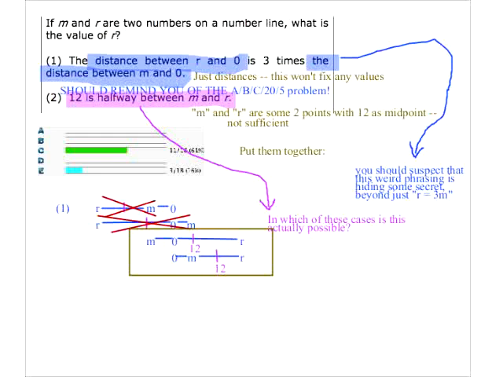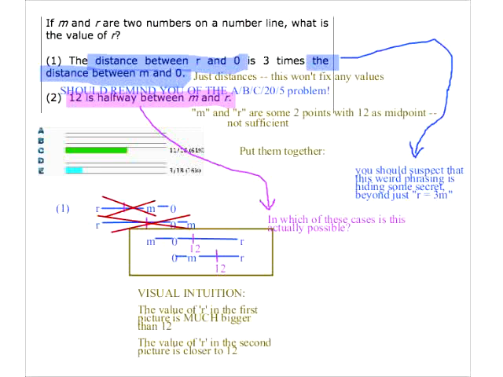If you don't have that sort of visual intuition, you can skip out on the work by just saying that the value of R in the first picture is a lot bigger than 12, but the value of R in the second picture is closer to 12. So that's insufficient. There's two different values. If not, let's just work out the algebra.